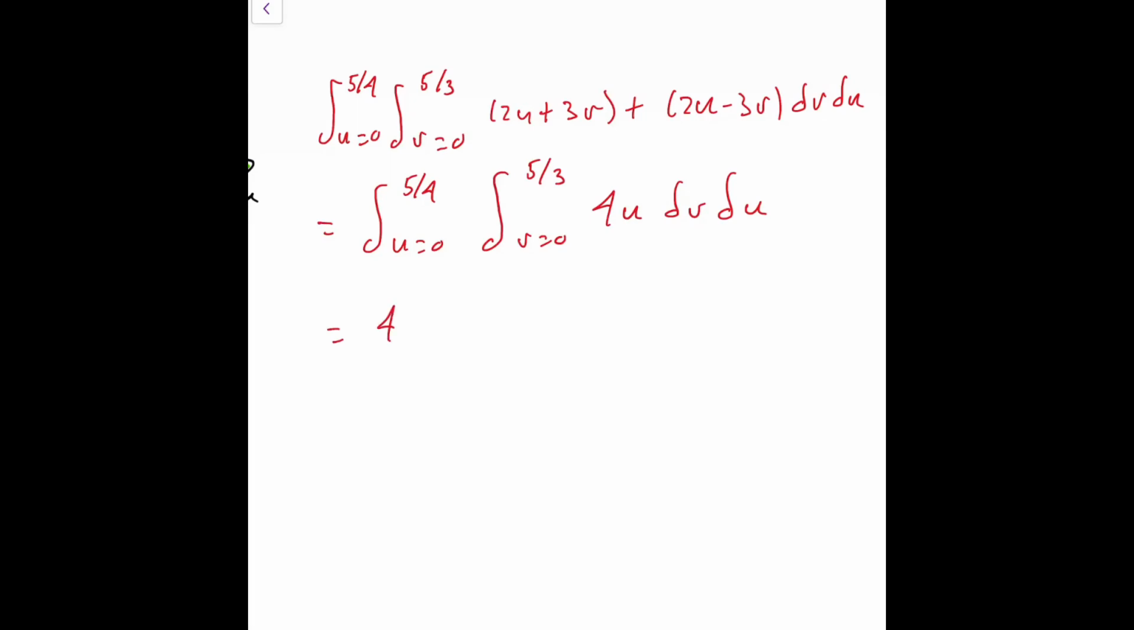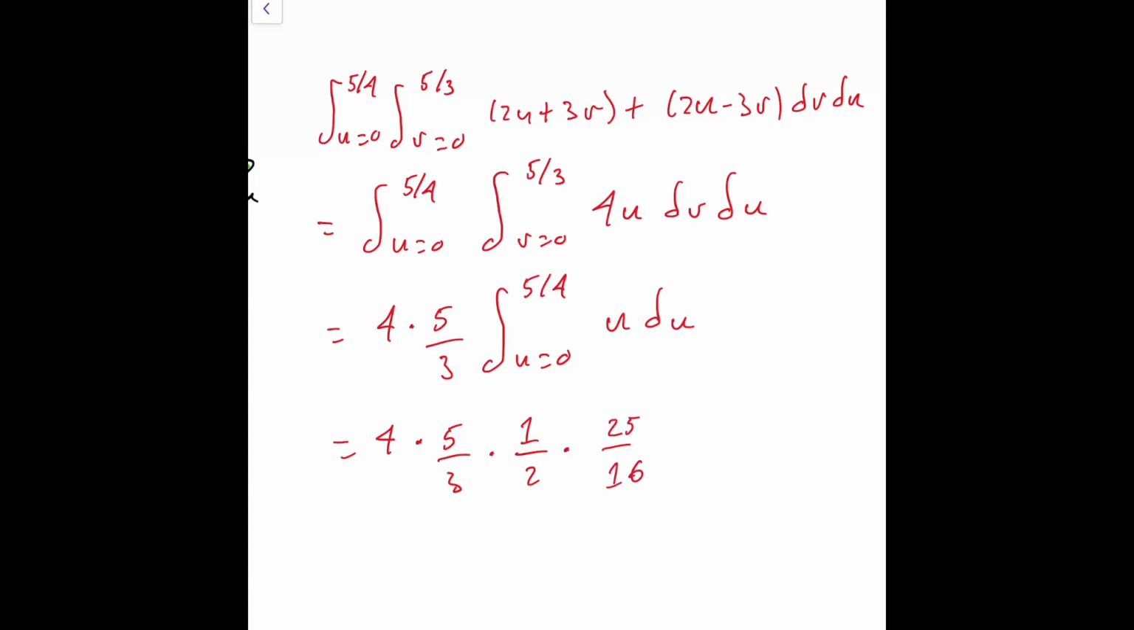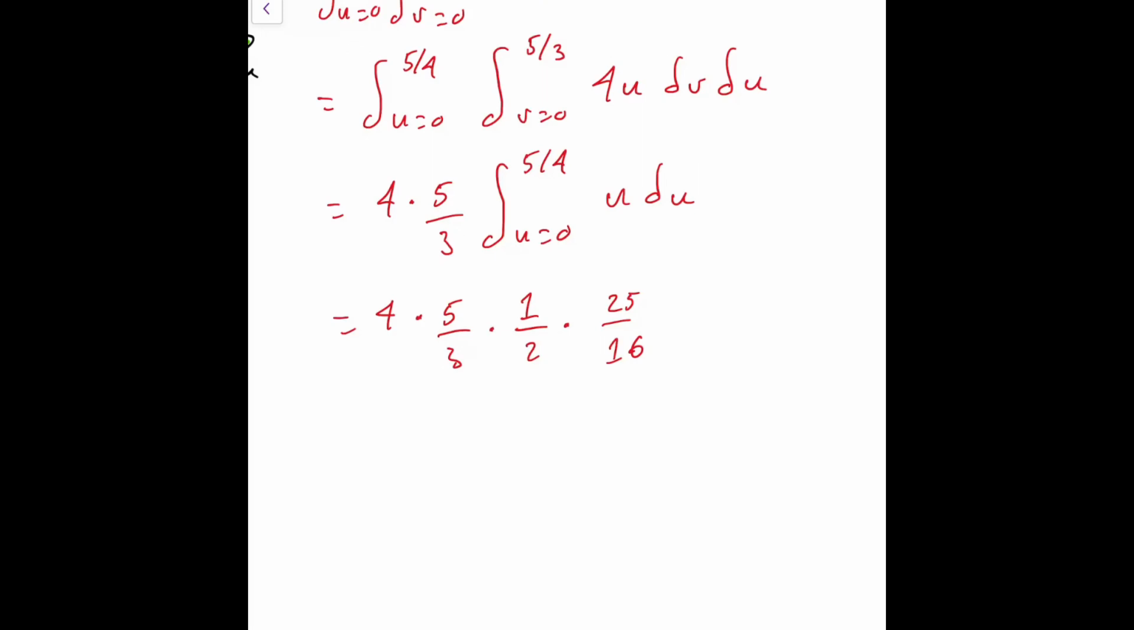For the v integral, u is a constant, so this is just 4 times 5/3, the integral u equals 0 to 5 over 4 u du. The antiderivative of u is 1/2 u squared, so this is now 4 times 5/3 times 1/2 times 5/4 squared. In other words, 25 over 16. And this is equal to 125 divided by 24.